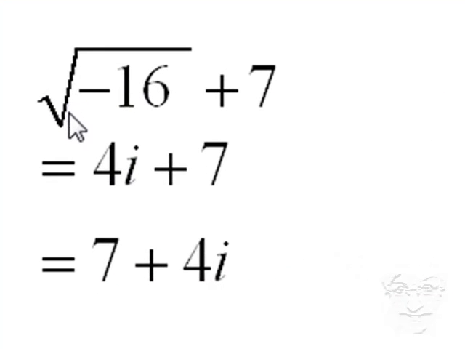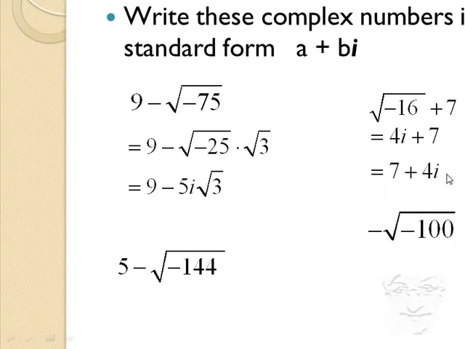So here, the square root of negative 16 plus 7. 16 is a perfect square. The square root of negative 16 is 4i, and then plus 7. To write this in standard form, you want to put the real part first: 7 plus 4i.